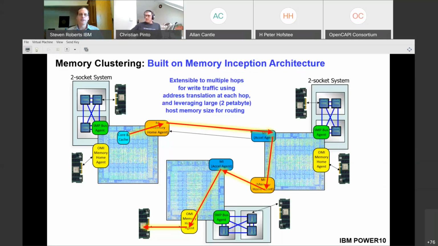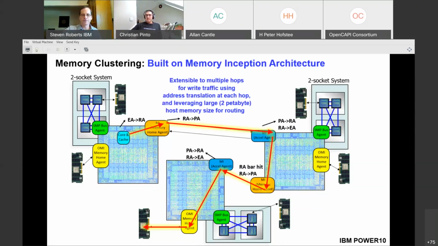So in here, the transactions are moved from one node to the next. Translation happens across the way, and the virtual channel support is incorporated into the hardware to make this happen without device driver intervention.